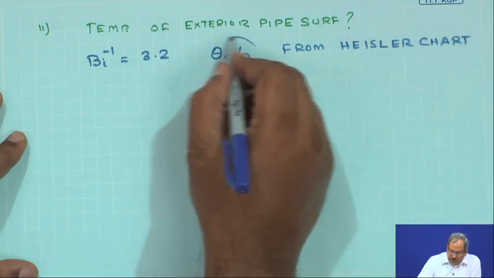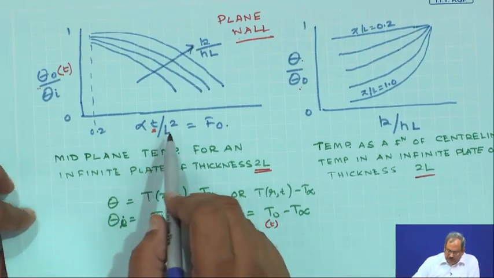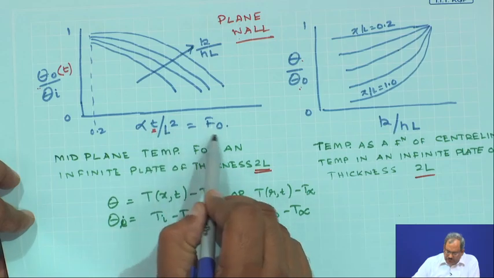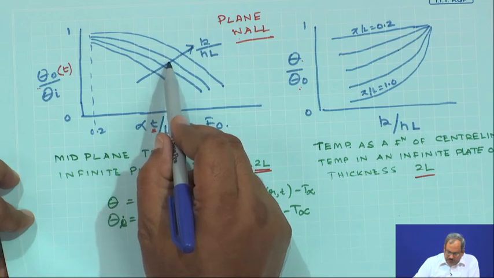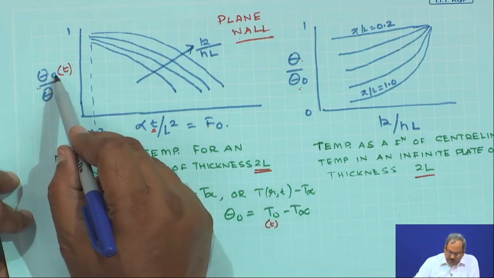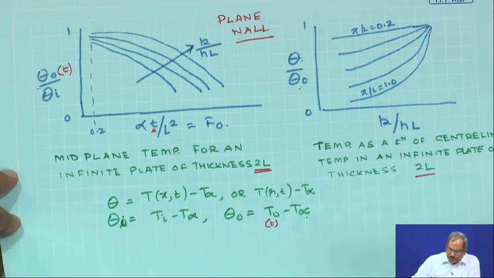So, what do you have? Here you are essentially using the first curve. For t equals 8 minutes, you calculate the value of the Fourier number, you know the Biot number, you go all the way up to the corresponding Biot number for this plane wall, come to this side and find out the value of theta 0, where theta 0 is nothing but the centerline temperature minus T infinity.